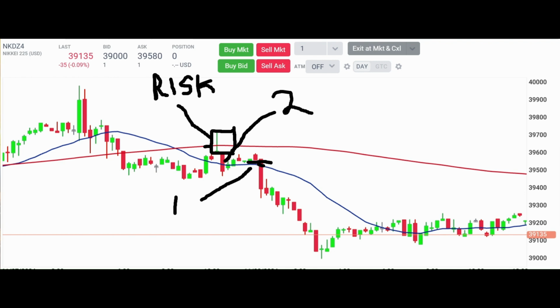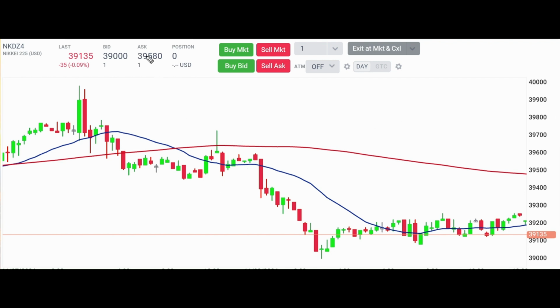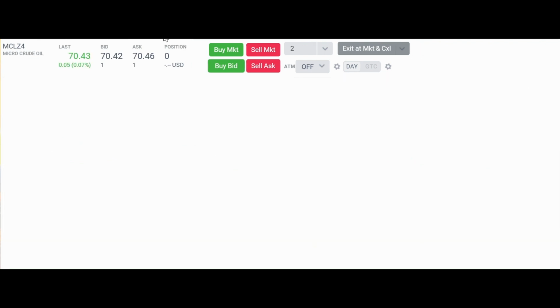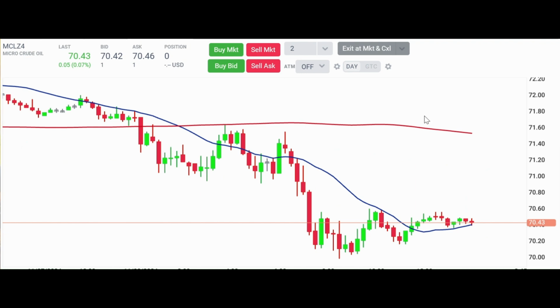So let's find another trade today. Let's say I don't trade the Nikkei. Maybe I trade oil. Aha! Look at this. We have another one. This is the micro crude oil. Again, 15-minute chart. I like the 15-minute chart because it is the battle time frame for the day trader.